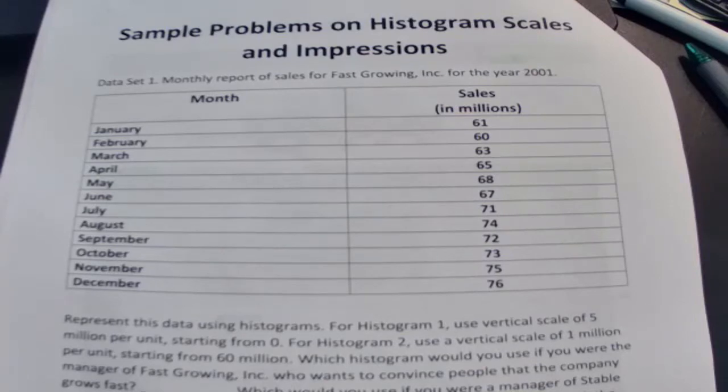For histogram 1, use a vertical scale of 5 million per unit starting from 0. For histogram 2, use a vertical scale of 1 million per unit starting from 60 million. And which histogram would you use if you were the manager of Fast Growing Inc. who wants to convince people that the company grows fast? Well, I did both of those, so I'll show you those right now.